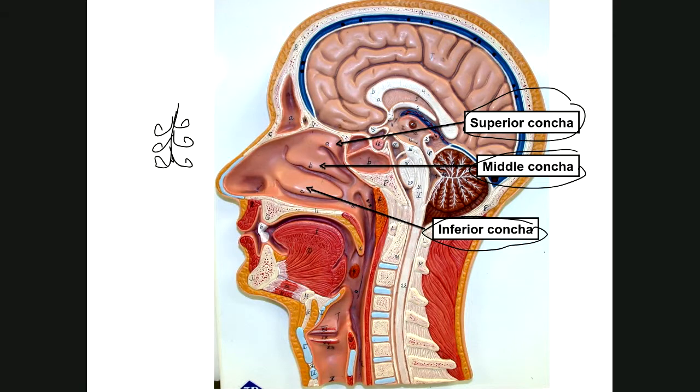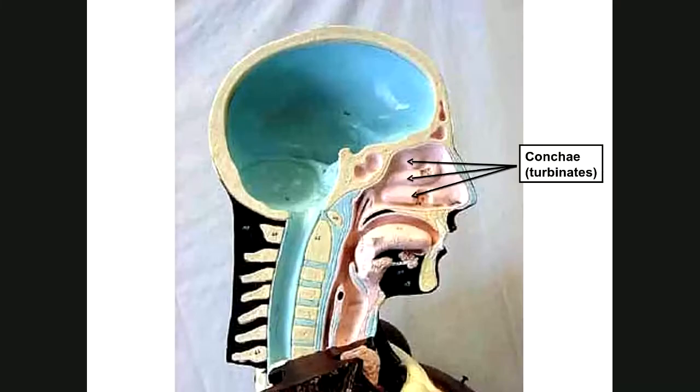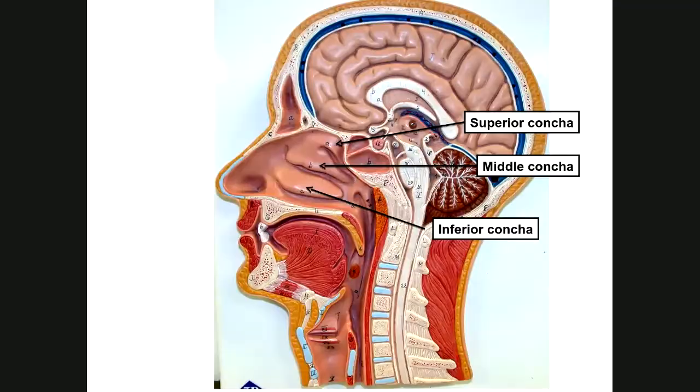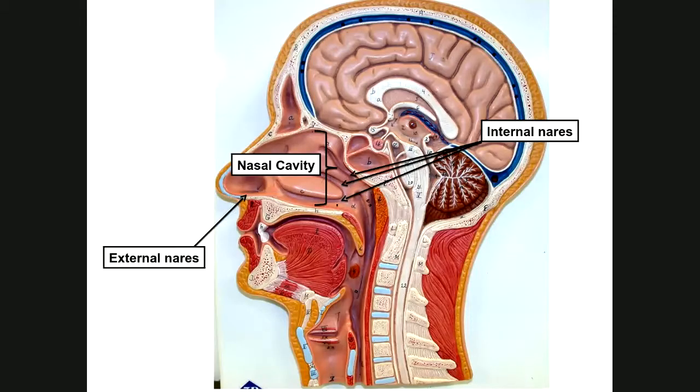Not only are there these conchae, but there are also tunnels where air goes through. The tunnels are called meatuses. So there's a superior meatus, a middle meatus, and an inferior meatus. And if we follow the meatuses back here to the end of these conchae, we get to what are called the internal nares. And the internal nares is the other boundary of the nasal cavity. So it goes from the external to the internal.